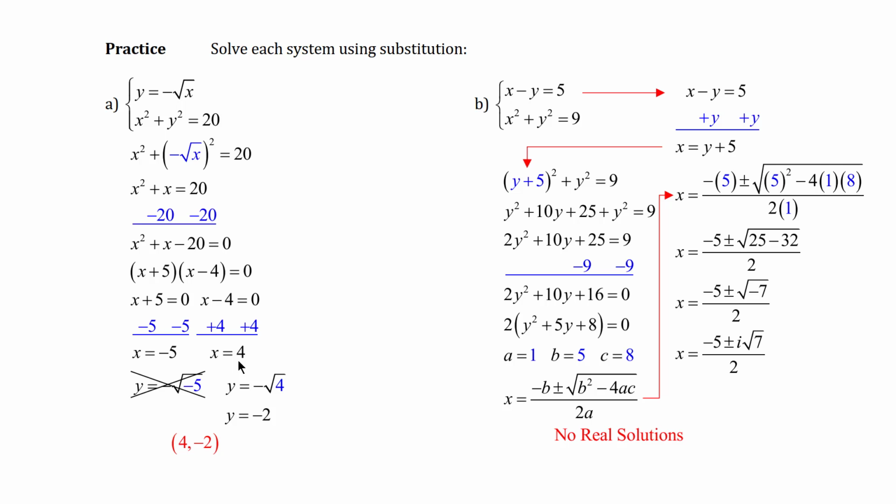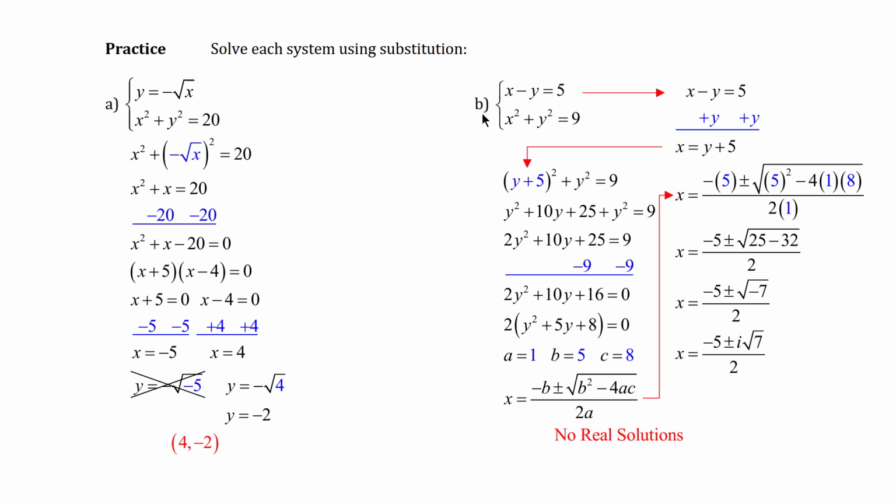Next, we need to find the corresponding y values. Starting with x equals negative 5, we substitute this value into the equation y equals negative square root of x. We get y equals negative square root of negative 5. The result is not a real number, so we're not going to include this in our solution. Next, we move on to x equals 4. We just substitute 4 into the equation for y equals negative square root of x. We get y equals negative square root of 4. After simplifying, we get y equals negative 2. So there's only one solution, which is the point (4, negative 2).